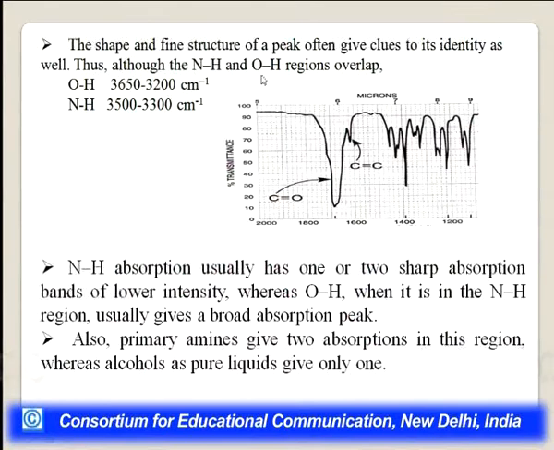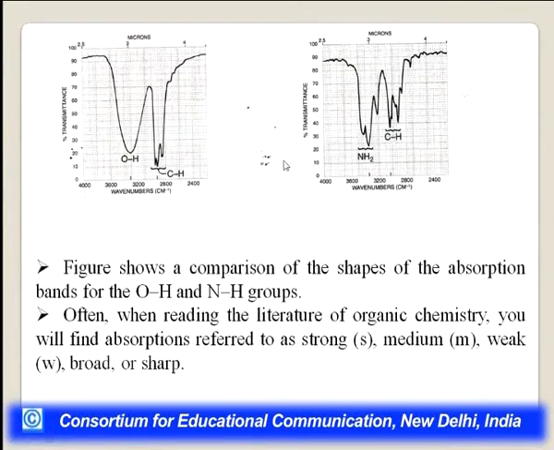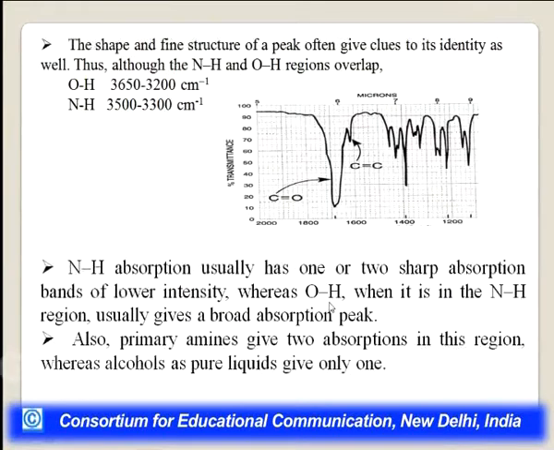Thus, although the NH and OH regions overlap, here you can see these are the values: 3650 to 3200 for the OH bond, and for the NH bond it is 3500 to 3300 inverse centimeters. The NH absorption usually has one or two sharp absorption bands of low intensity, and you can see here this is NH absorption, low intensity, whereas OH, when it is in the NH region, usually gives a broad spectrum. So you can compare between these two, between NH and OH.